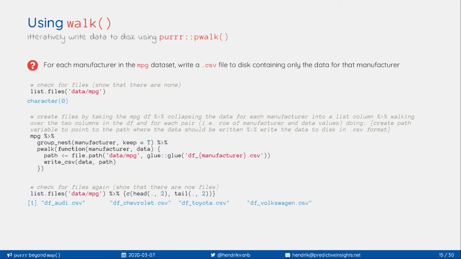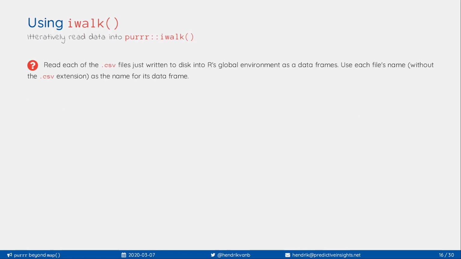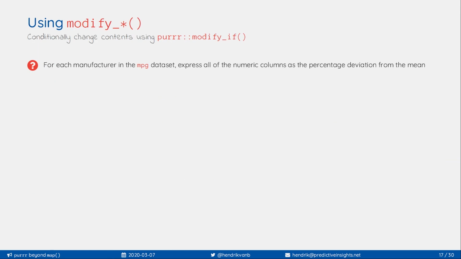but now they're there. I've got another example here that uses iwalk to do the other way around, to read things from disk into memory, into the global environment. But I'm going to skip over that and show you modify.